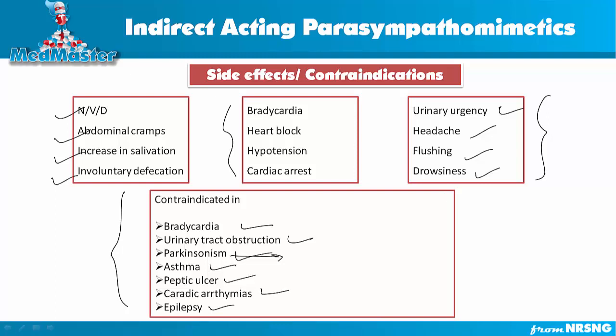You don't want to give it in asthma because, if you remember, the parasympathetic nervous system's effect on the respiratory system is to constrict the bronchial muscles. So if you give this medication to a patient who has asthma, it's going to make their asthma worse. Okay.